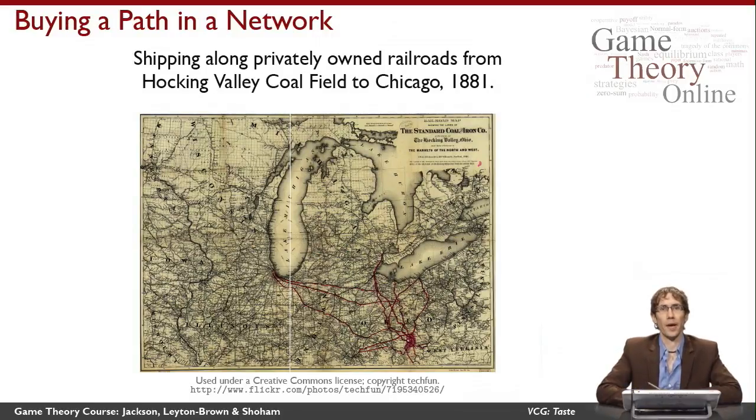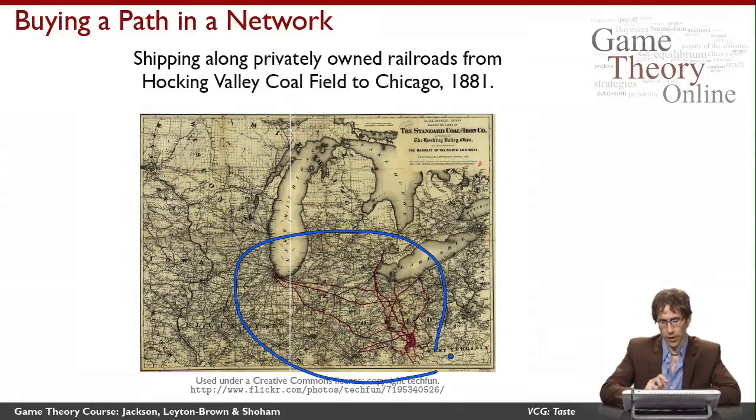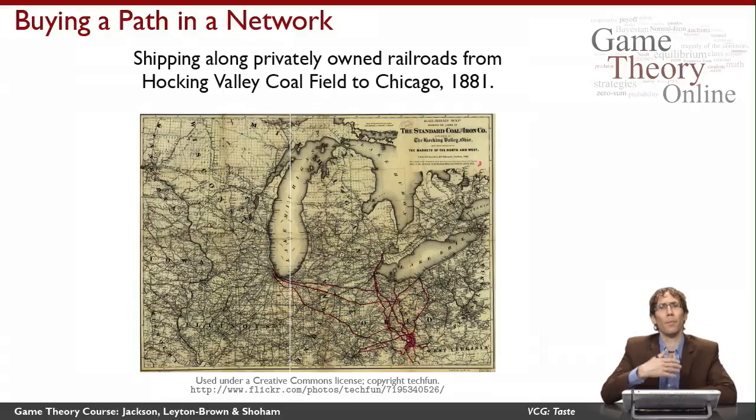So let's look at one more example, which indeed we'll work through numerically in later videos in a stylized form. This is the problem of buying a path in a network. And the network I want to think about here is a railroad network from the American Midwest in 1881. So each of these red lines here corresponds to a rail link that existed in this area in 1881. And I don't know if this is actually true, but I want to claim that each of these red lines corresponds to a privately owned railroad that is owned by a different railroad operator.